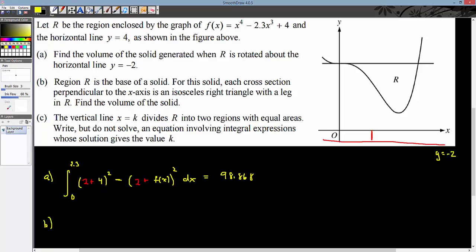region R is now the base of a solid for each cross-section perpendicular to the x-axis. So that tells me, perpendicular to the x-axis, that this is a dx integral yet again. It's an isosceles right triangle with a leg in R. The leg in R is the most important part right here. Find the volume of the solid.